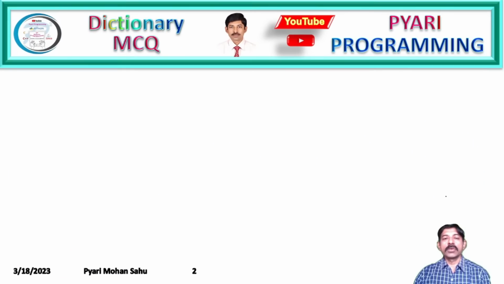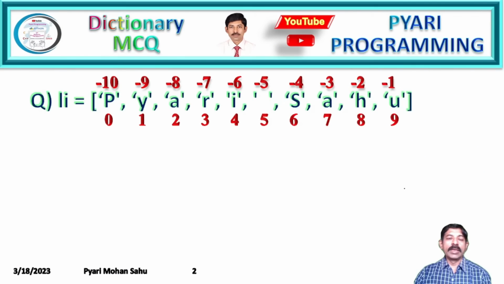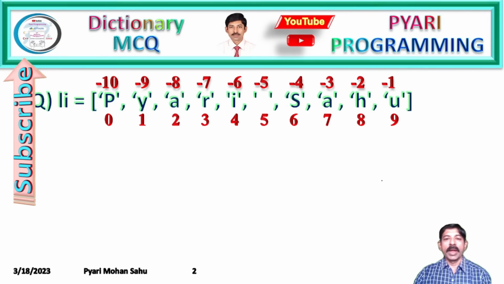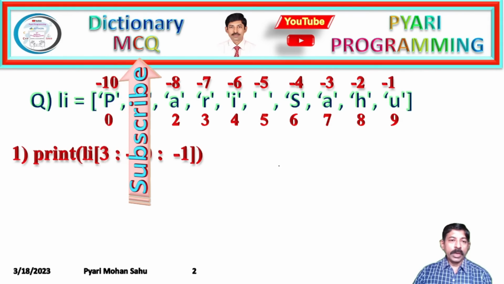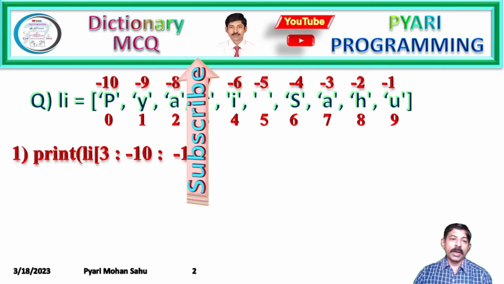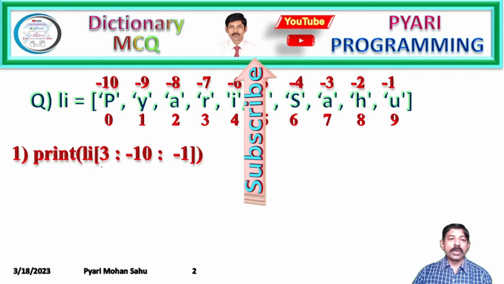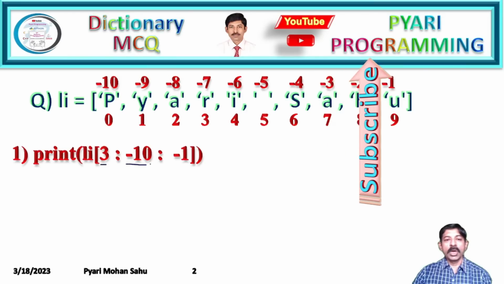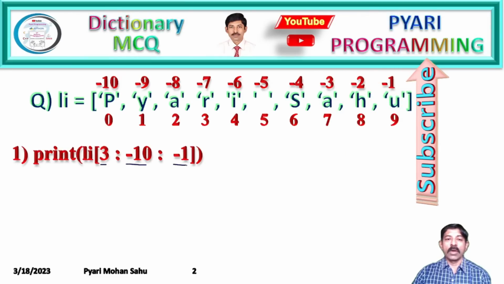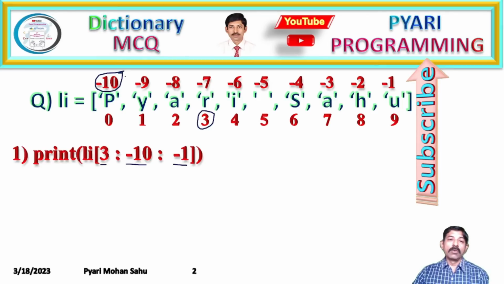So let's see the first question. We have a list with its positive and negative index positions. The question is saying list of 3, -10 and -1, where 3 is your starting index position, -10 is your ending index position, and -1 is your step value. So we'll start with the positive 3. From here we'll start. We'll move up to -10 and the step value is -1.